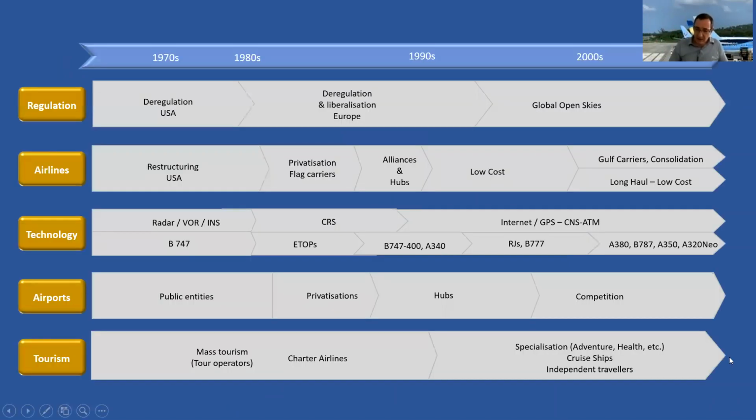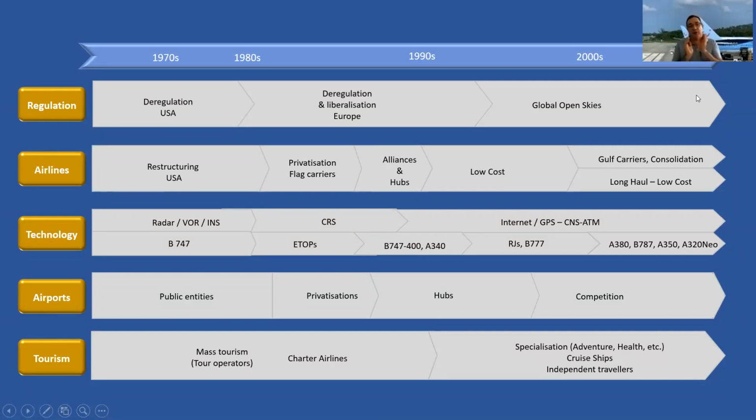Another thing that I wanted to share with you that I think is very interesting is to consider the interrelationship between different aspects of the industry. We have, on the one hand, regulation, which is absolutely fundamental for the thriving of airlines. We have airlines, of course, as a result of regulation. We have technology, which plays a fundamental role in what is happening today. Airports themselves are going through a very interesting process, and of course the transformation of tourism. And all these things are interrelated.